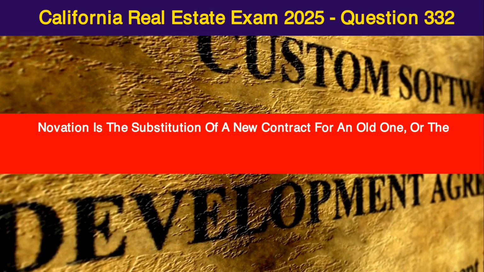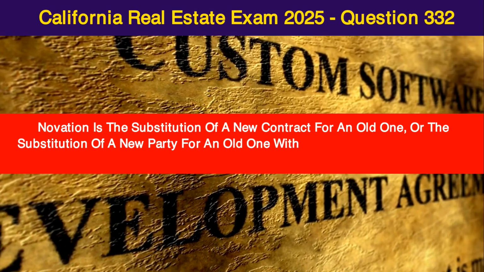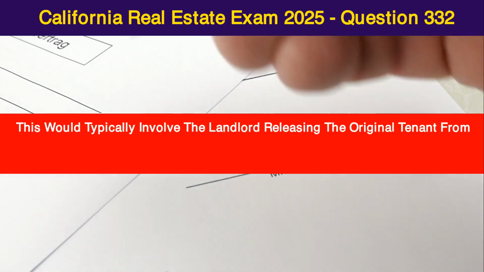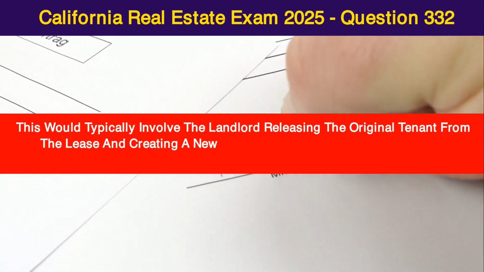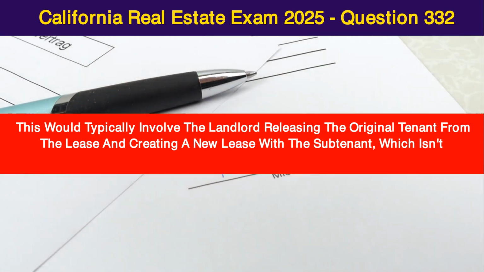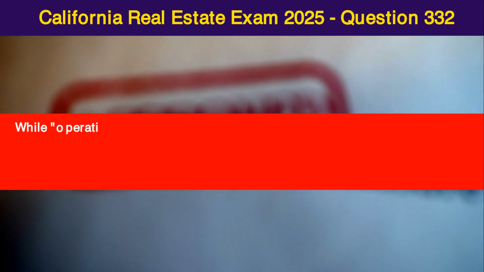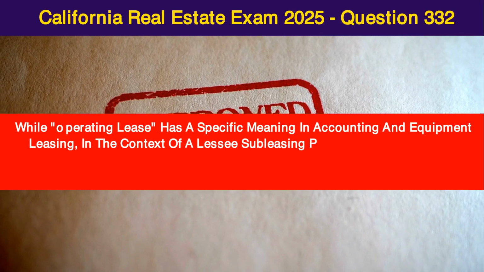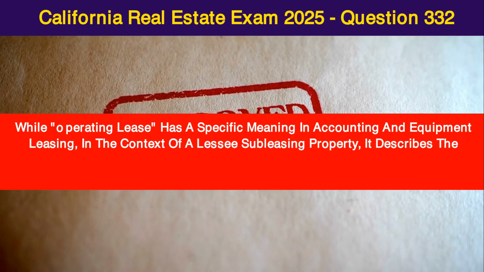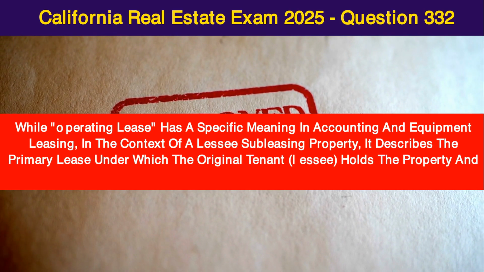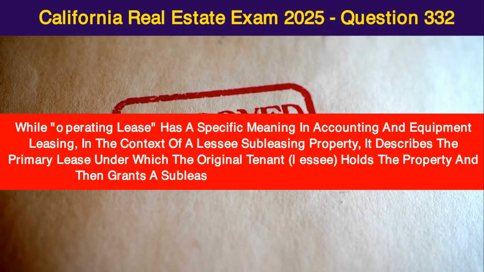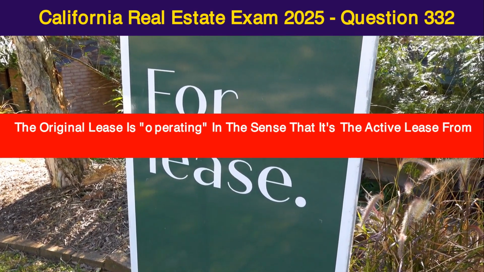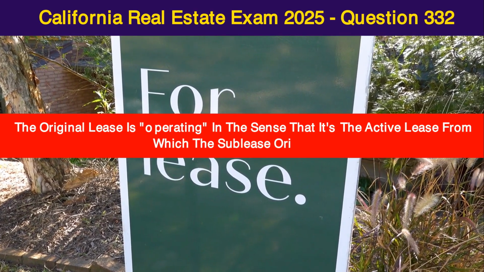Novation is the substitution of a new contract for an old one, or the substitution of a new party for an old one with the agreement of all parties involved. This would typically involve the landlord releasing the original tenant from the lease and creating a new lease with the subtenant, which isn't necessarily the case in a standard sublease. While operating lease has a specific meaning in accounting and equipment leasing, in the context of a lessee subleasing property, it describes the primary lease under which the original tenant, lessee, holds the property and then grants a sublease to a subtenant, the actual user. The original lease is operating, in the sense that it's the active lease from which the sublease originates.